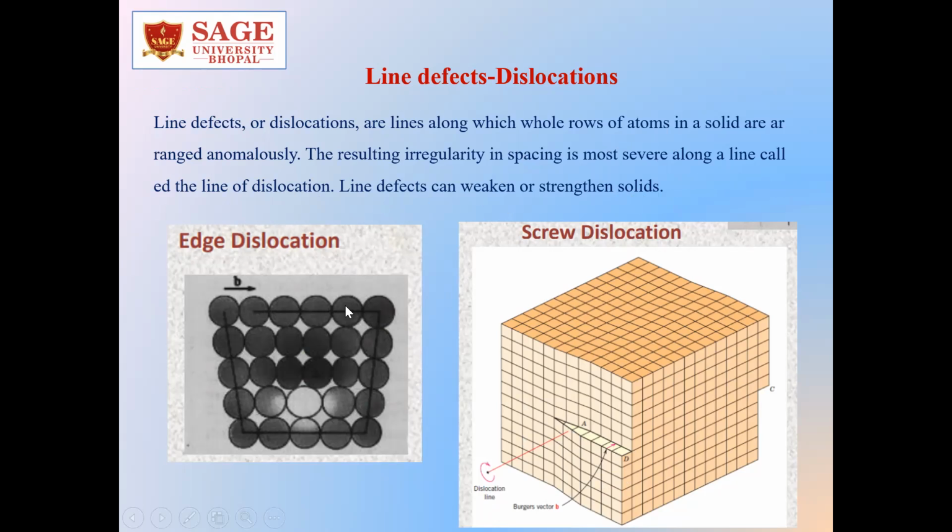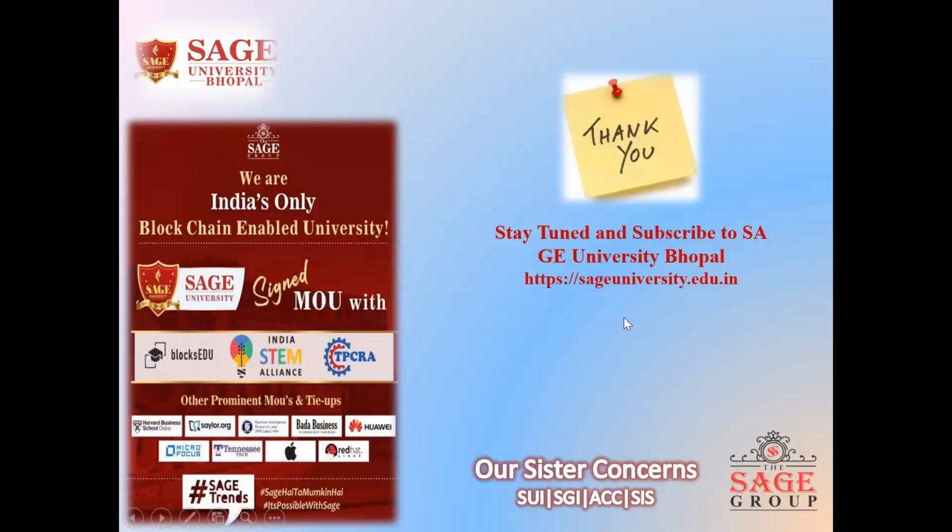These also can be of two types. First one is edge dislocation and second one is screw dislocation. When the one edge of the crystal system is dislocated along a line, that is known as edge dislocation. When it happens in between from anywhere of the crystal system, then it is known as screw dislocation. So that was all about the defects in the crystal system, point defects and line defects.